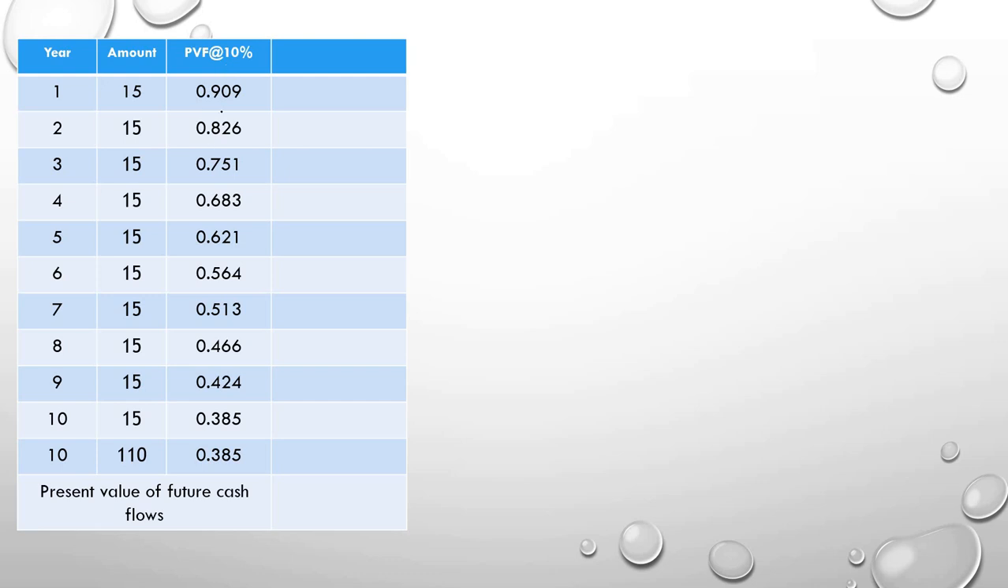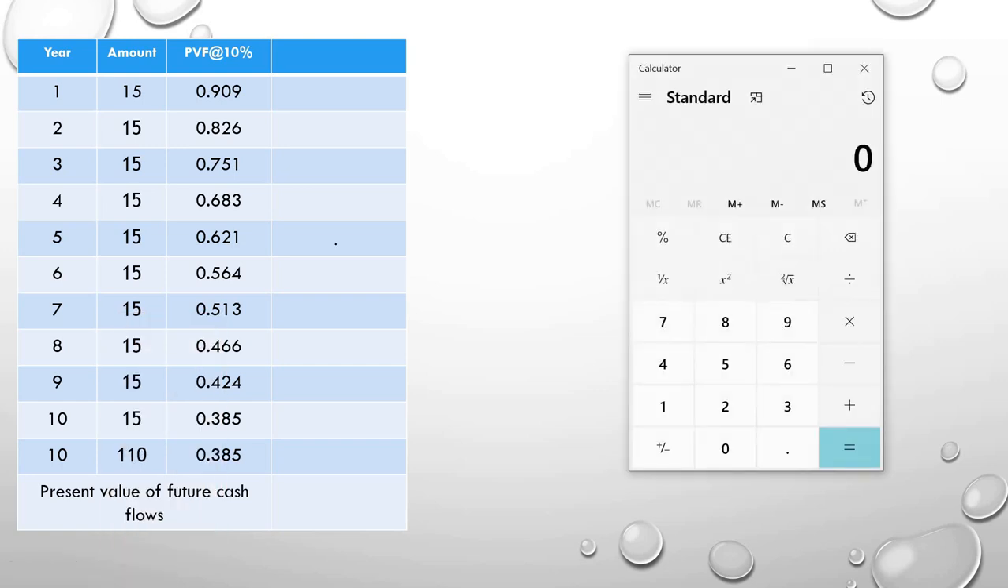So now what we have to do, we have to calculate the present value factor. So this 0.909 is a present value factor. Now let's see how we are going to calculate the present value factor. Since it is a present value factor at 10%, instead of 10, I can just do 100 divided by 110. Now if we observe, the first present value factor comes out to be 0.909.